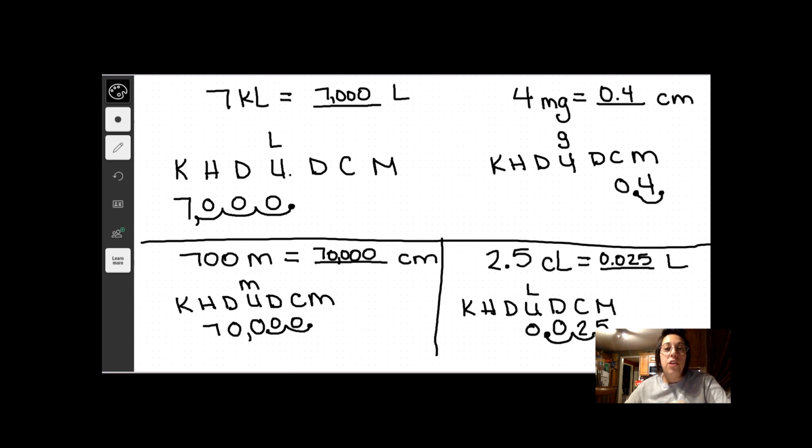Okay? Don't worry if this didn't all make sense now. We're going to be doing an activity in class today that will hopefully help you be able to see how this all really works in converting metric units.